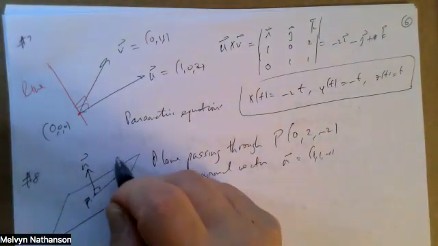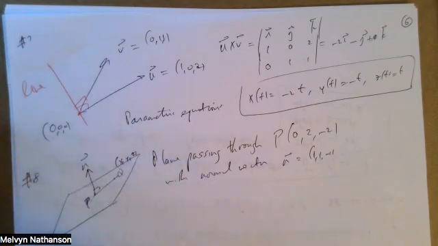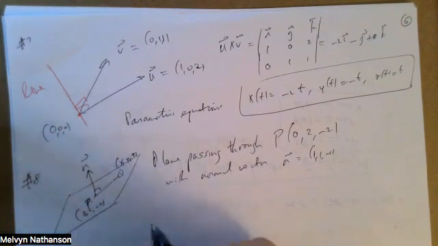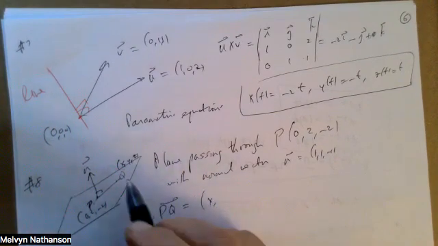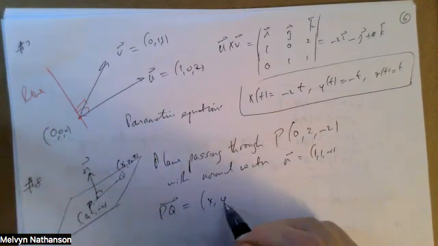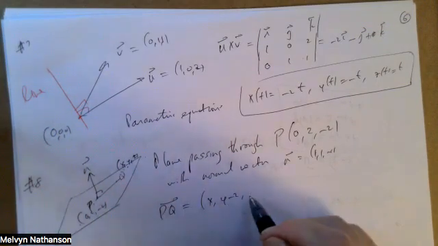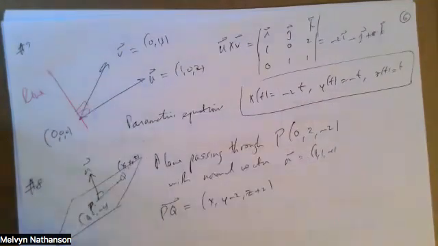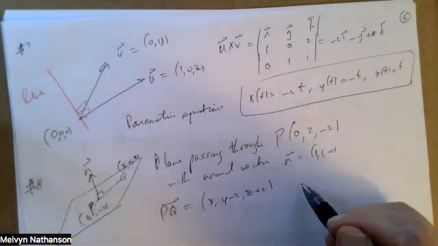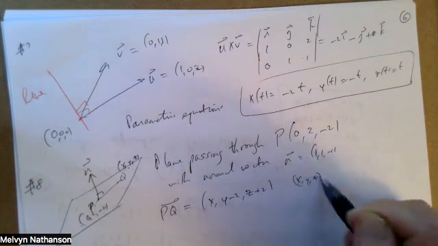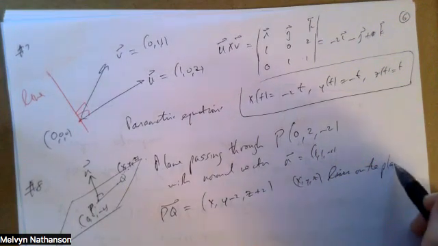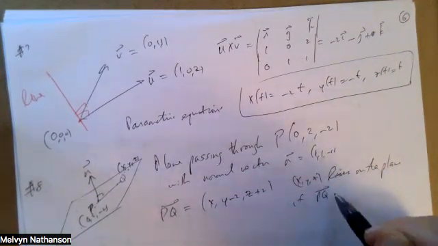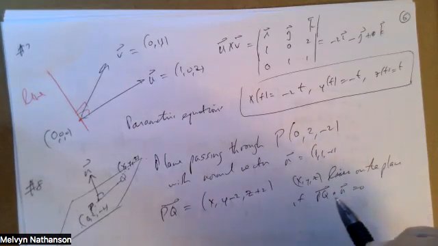So if you take a point Q with coordinates x, y, z, and P has coordinates 0, 2, minus 2, the vector from P to Q will have coordinates x minus 0, y minus 2, z minus 2, that's z plus 2. And we want x, y, z to lie on the plane if the dot product of PQ with the normal vector is 0.